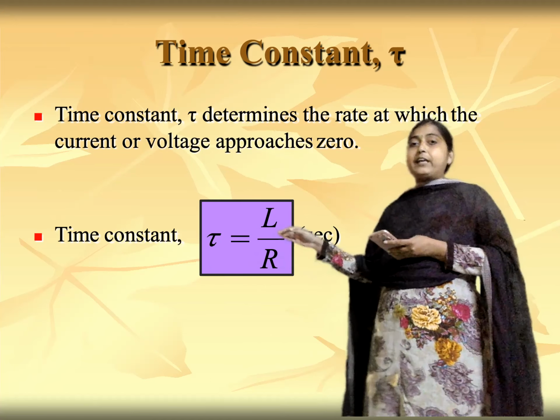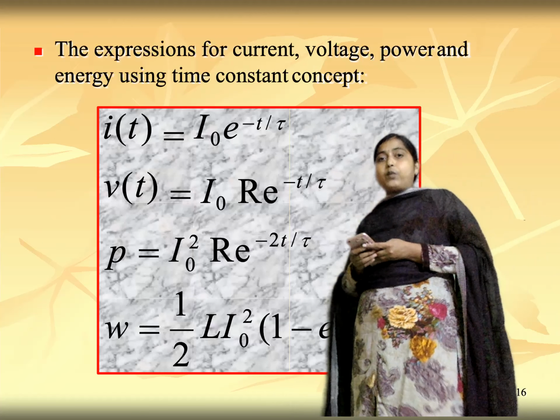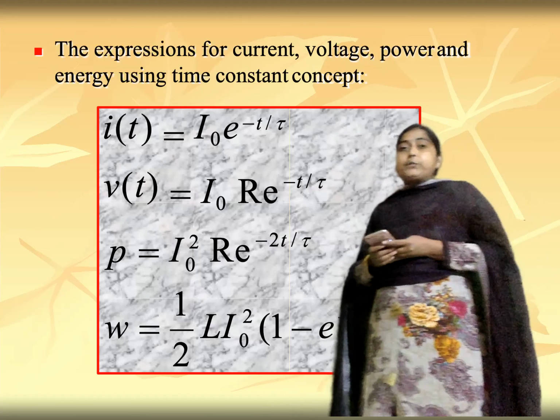So, if the value of R is very large, then the time taken by the voltage or current will be very less. That means it is inversely proportional to resistance. So, the time constant of an RL circuit is given by tau is equal to L by R seconds. This is the rate at which the current or voltage will approach zero.